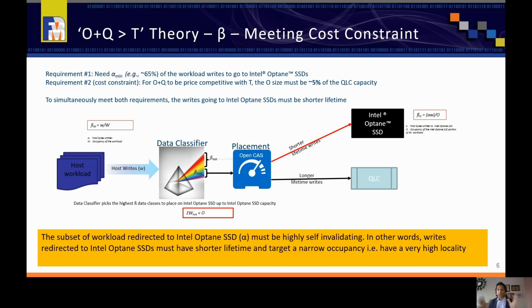So to summarize, two workload conditions under which Optane plus QLC will be better than TLC. One, workload must have a classifiable portion alpha greater than alpha min, and we have observed this to land somewhere between 50 and 65%. And two, the aggregate beta of these writes redirected to Optane must be greater than some beta cutoff. Their size should not exceed 3 to 5% capacity.